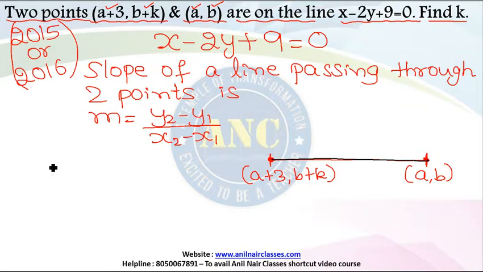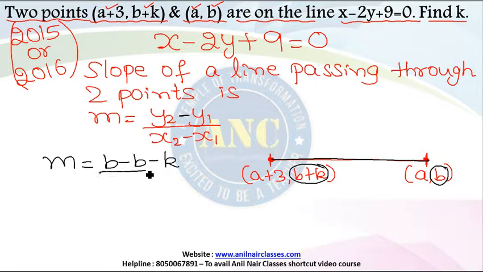Now that same slope m can also be given by, see here, if I simplify y2 minus y1, y2 is nothing but b, y1 is nothing but b plus k. So it is b minus (b plus k), which is minus k. x2 minus x1 is a minus (a plus 3), which is minus 3. So b minus b cancels, a minus a cancels. So m is nothing but minus k divided by minus 3. m is nothing but k by 3.